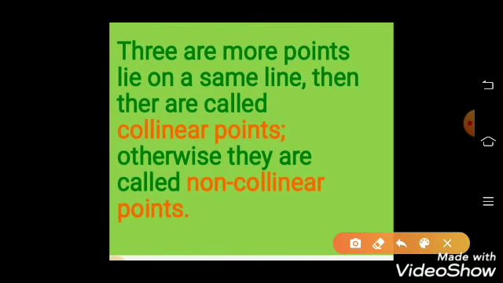Next one, collinear points and non-collinear points. Collinear points: listen, if three or more points lie on the same line, then they are called collinear. See that carefully. One line. This place is A, this place is B, this place is C, they lie on the same line. So they are called collinear points. Otherwise they are called non-collinear. So this place is D, that is a non-collinear point.